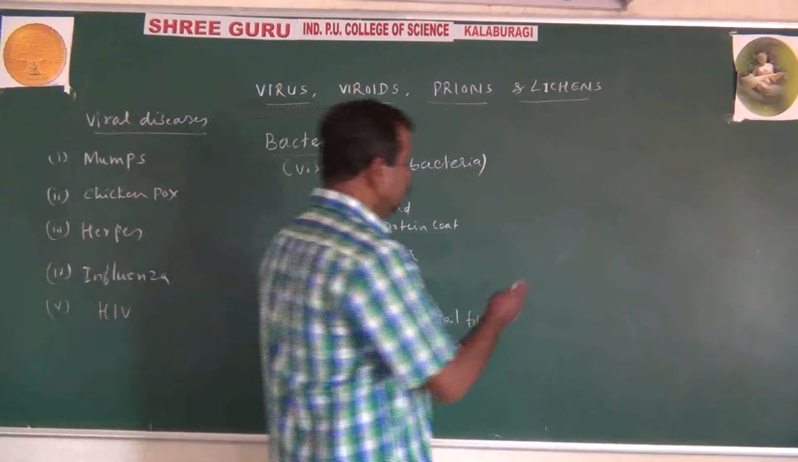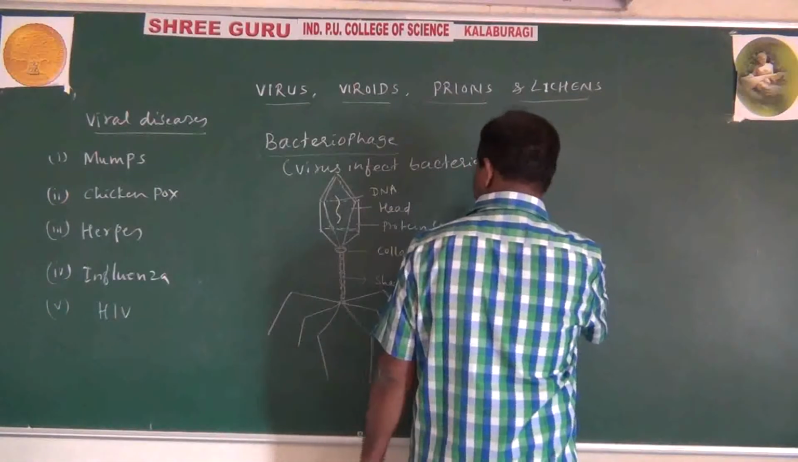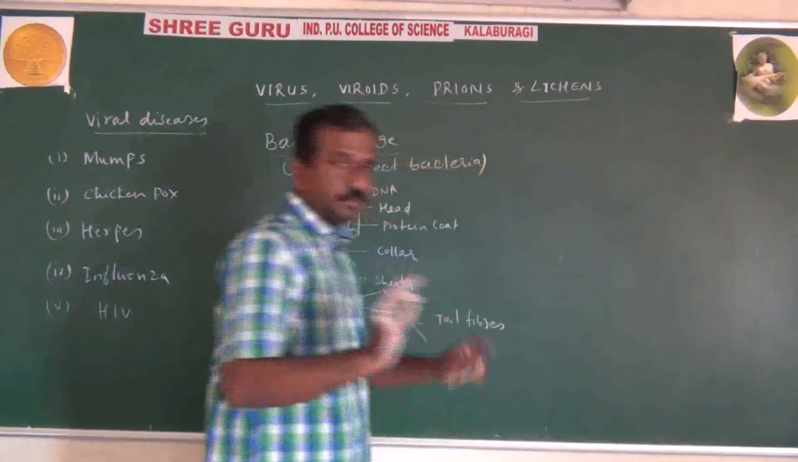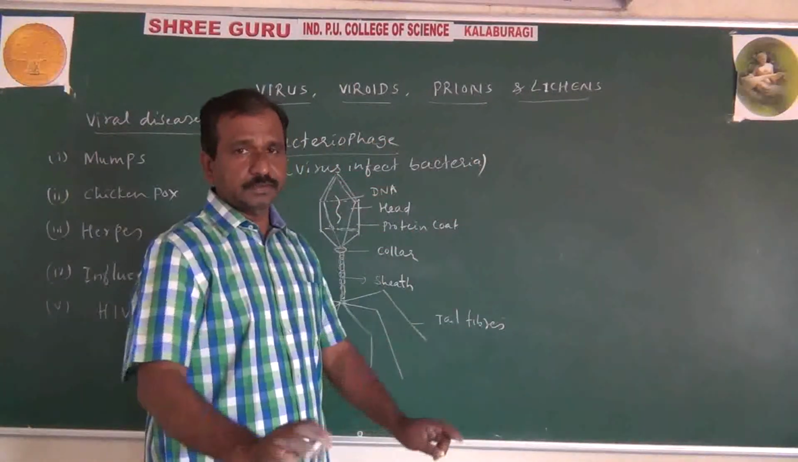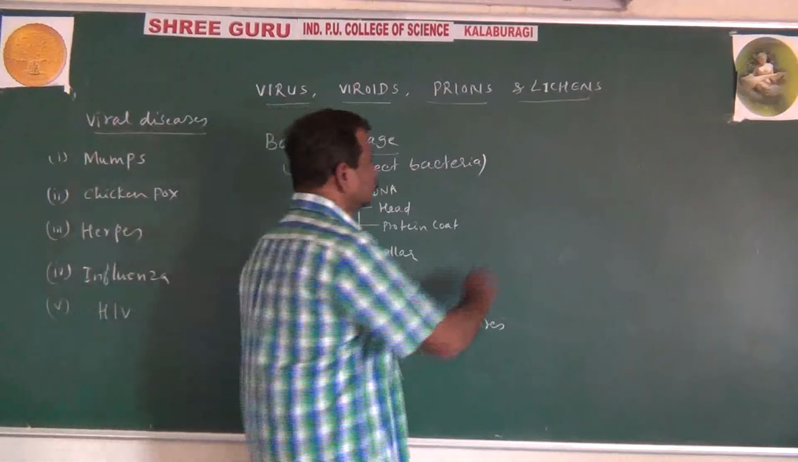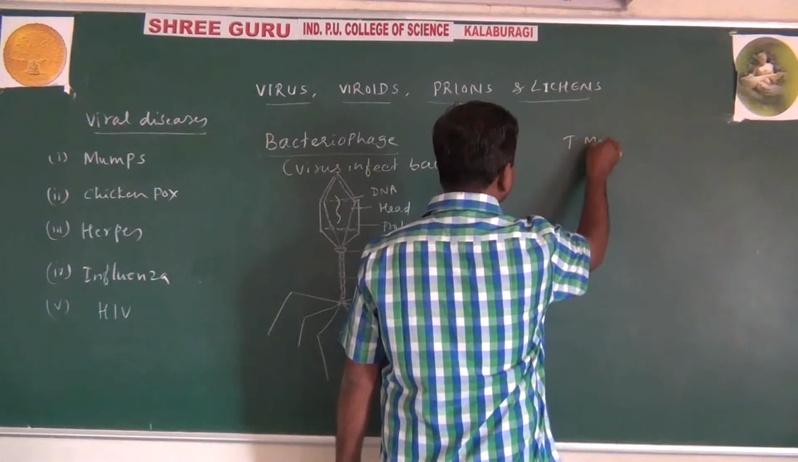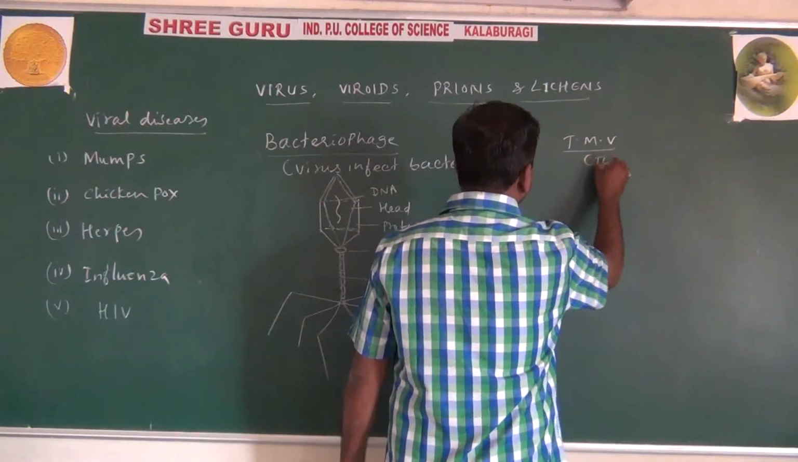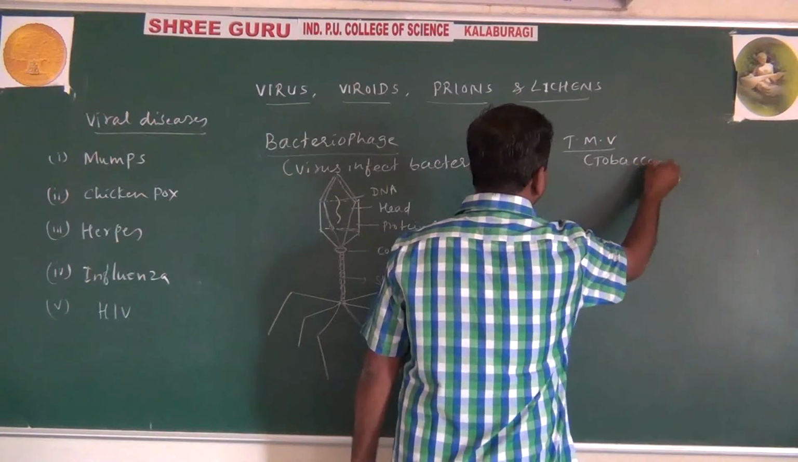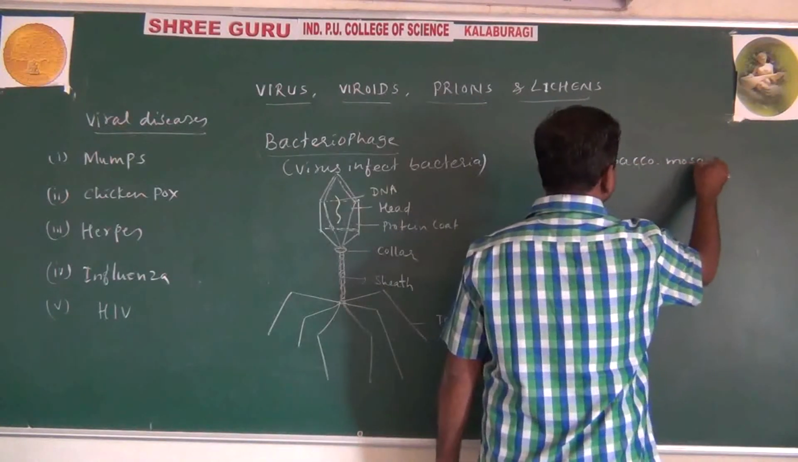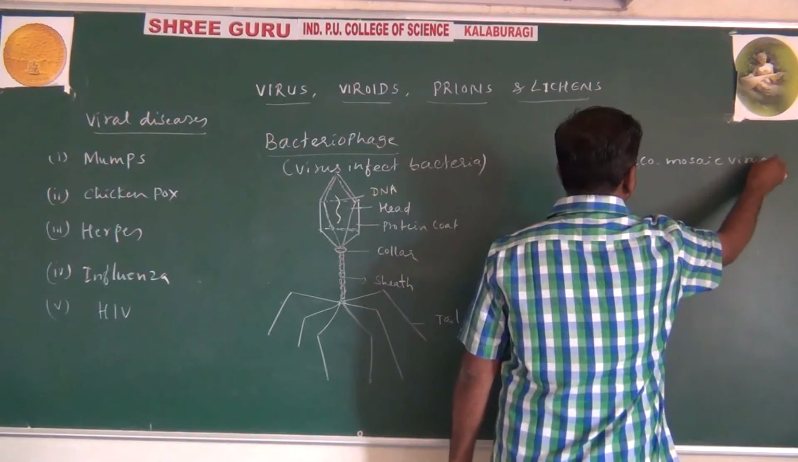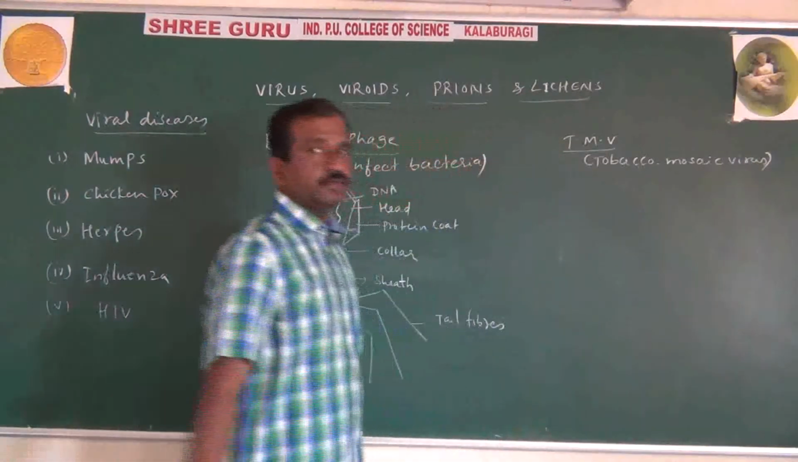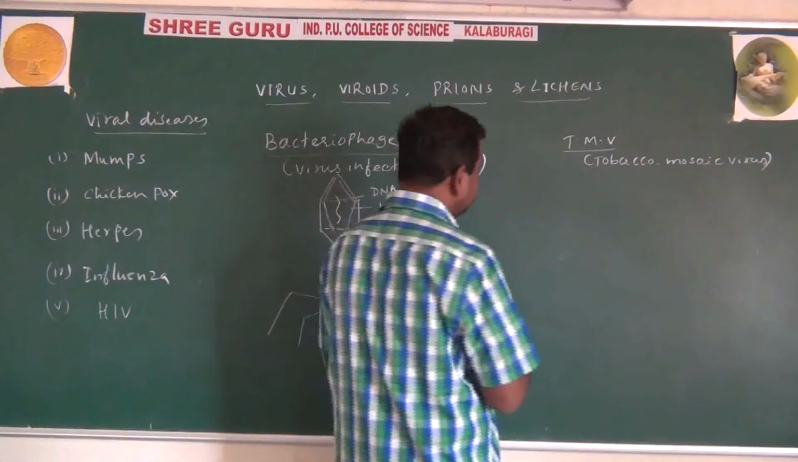And now in the examination pattern, in the CET question only it can come, that is the diagram they are showing, that is the bacteriophage. Now we are studying about the TMV. TMV means tobacco mosaic virus. Tobacco mosaic virus, you will see how it is going to be formed.